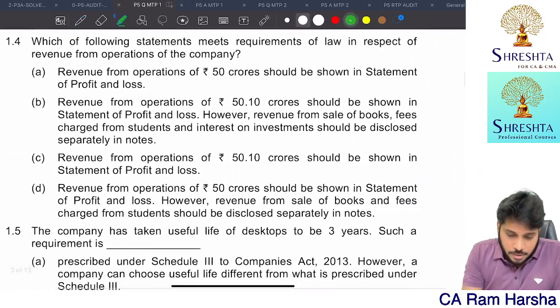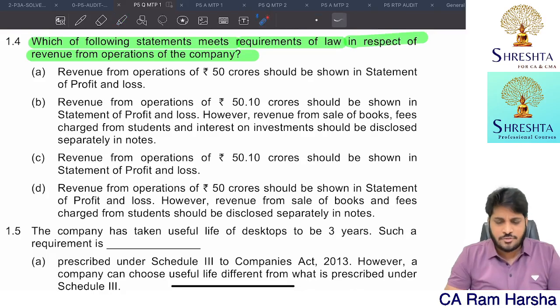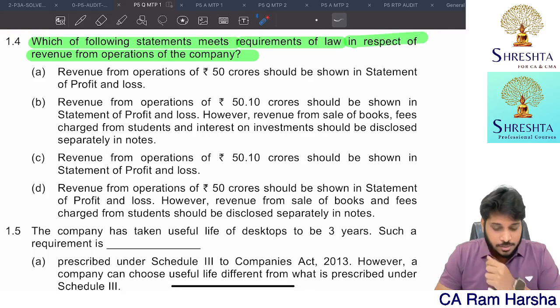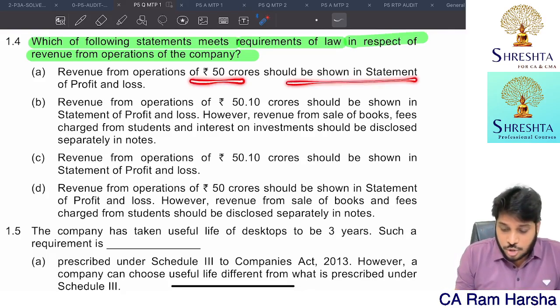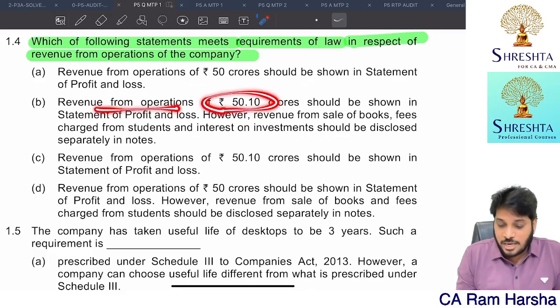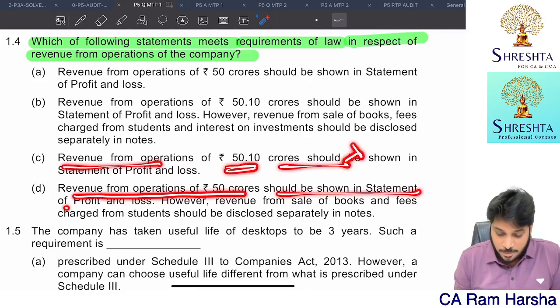Next. Which of the following statement meets requirement of law in respect of revenue from operations? In our exam, in this case, revenue from operations almost 50 crore. Sorry, 50 crore. 10 lakhs is other income. Revenue from operation of 50 crore should be shown in statement of P&L. That is right. We'll see later. Revenue from operations of 50.1. That's wrong. Revenue from operations of 50.1. That's wrong.